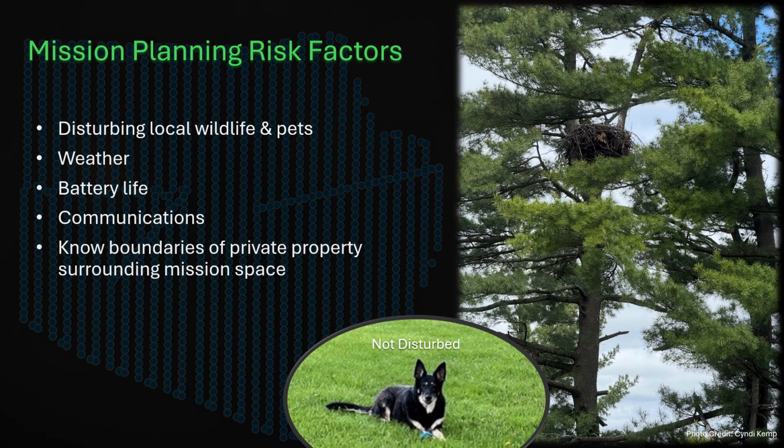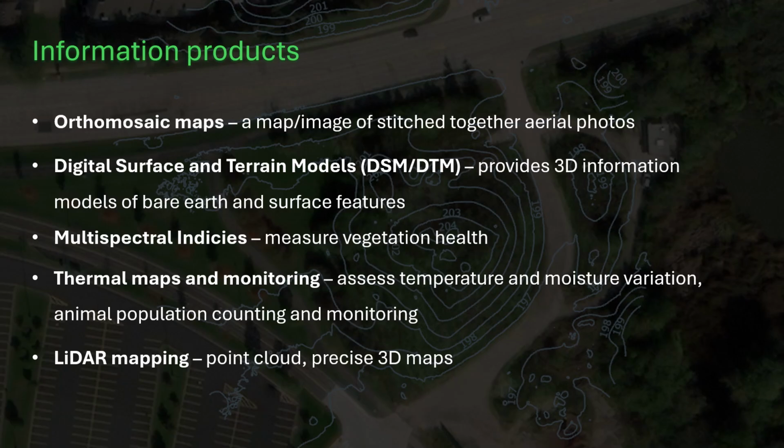Mission planning risk factors include disturbance of local wildlife and pets if they live nearby. The weather is a big factor, battery life, communications, being able to communicate with your pilot and visual observer, and knowing the boundaries as well of private property surrounding the mission. Information products useful for ecosystem restoration include orthomosaic maps, digital surface and terrain models, multispectral indices, thermal maps and monitoring, and LiDAR mapping.